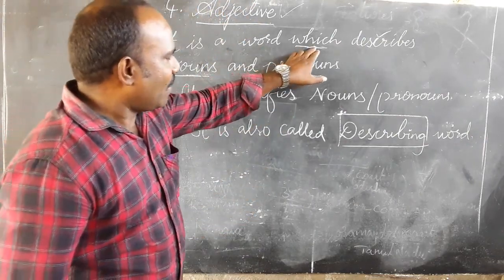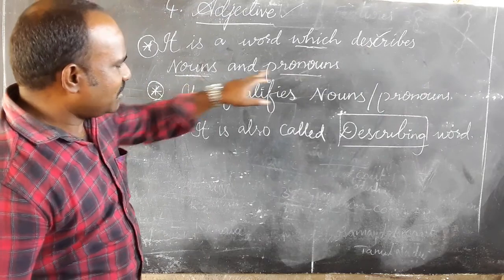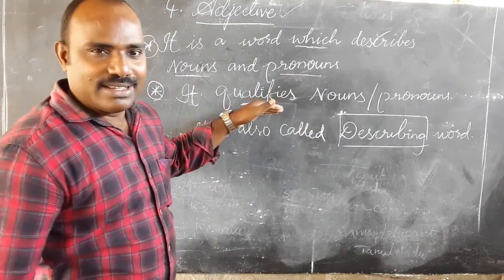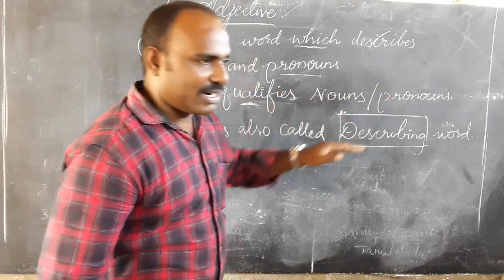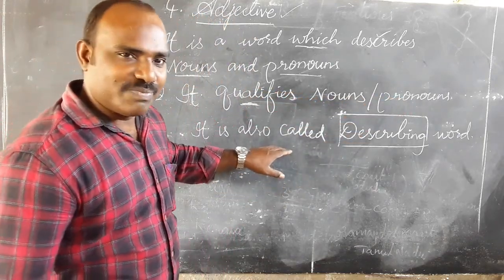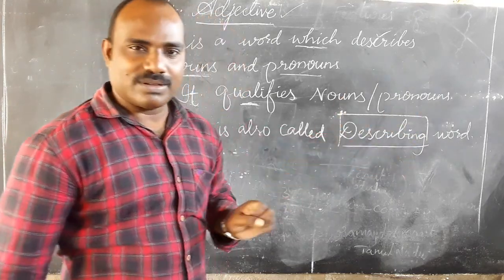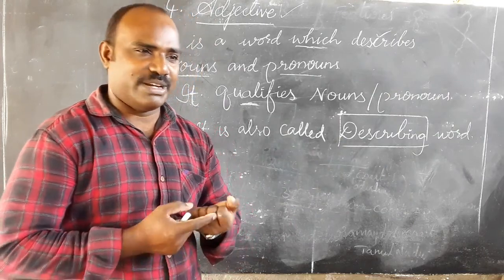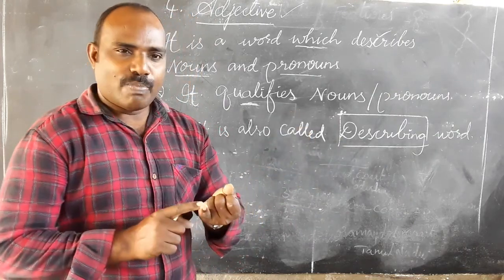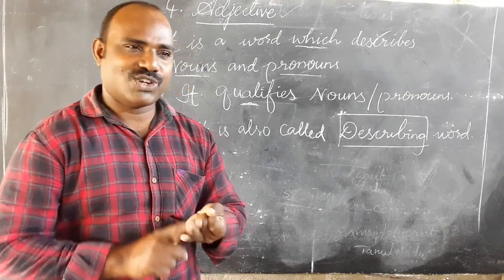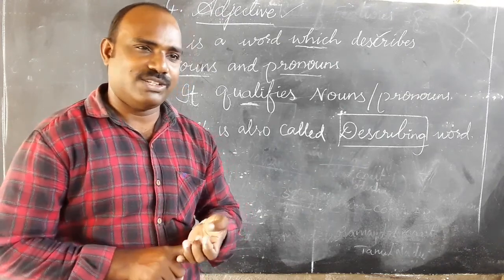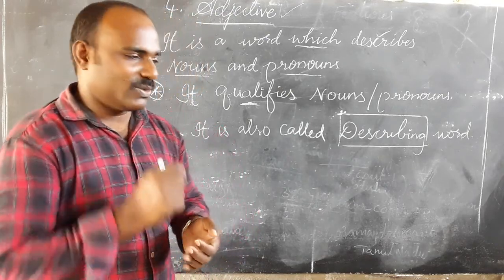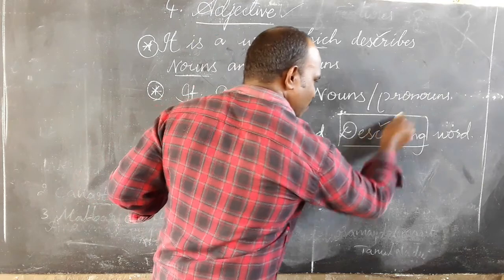It's a word, of course, which describes either nouns or pronouns. It qualifies nouns or pronouns. That's why it is very simply called a describing word. It describes nouns. It gives some additional meaning, extra meaning. It describes the taste, the color, the shape, the quality, the quantity, the number of either nouns or pronouns. So that's why it is called a describing word.